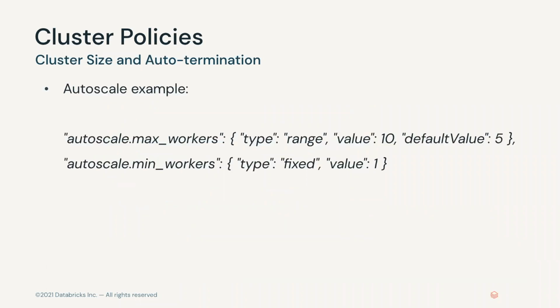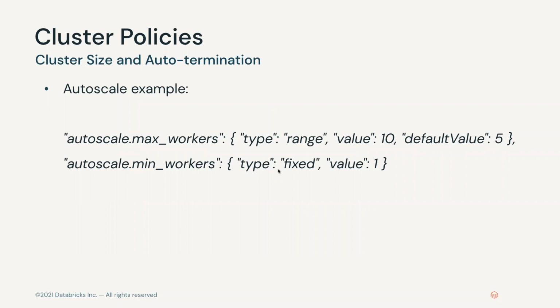Right. And so this is just one quick example of when you're creating that cluster policy. I'll show you in a moment what a cluster policy definition looks like, where you define it. But typically, it's a JSON represented kind of setting. And as you see here, this auto scale setting allows us to say that we can have a max value of 10 workers, but a default value of 5, and a minimum value of 1 worker.